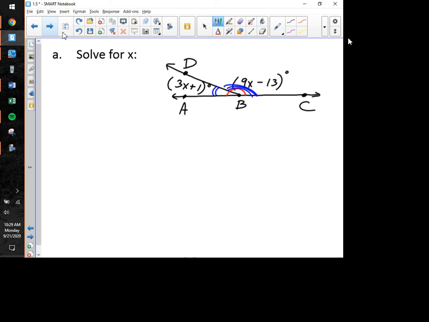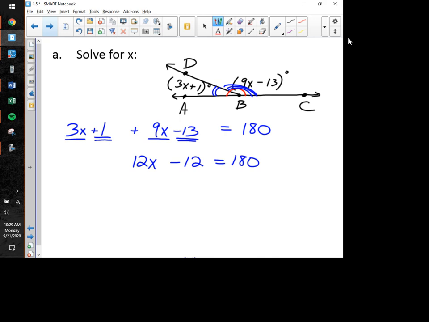and we can now apply our understanding of supplementary angles to solve for x. The definition of supplementary angles is two angles whose measures add up to 180 degrees. So the measure of the first little angle here is 3x plus 1. We would add to that the measure of angle DBC, the other angle, which is 9x minus 13, and because they form a linear pair, that makes them supplementary, and that means that they add up to 180 degrees. So now it's a pretty easy equation to solve. The 3x and the 9x makes a 12x. The plus 1 and minus 13 makes a minus 12, so that equals 180.